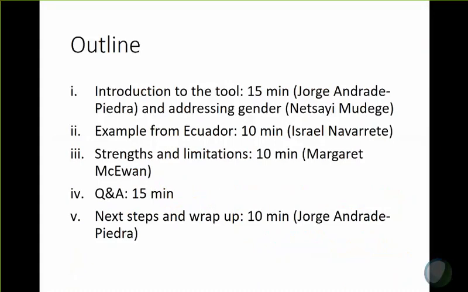So this is the outline of the webinar for today. I will present the tool for about 15 minutes. And Netsai will address the gender topic, how we included the gender perspective into the framework. Then we will present an example from Ecuador for about 10 minutes. Israel Navarrete will present this. Then Margaret McEwan will present the strengths and limitations of this framework. Then we will have 15 minutes for questions and answers, and then I will wrap up and propose some next steps for about 10 minutes.